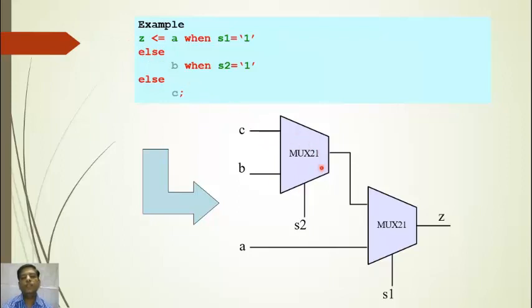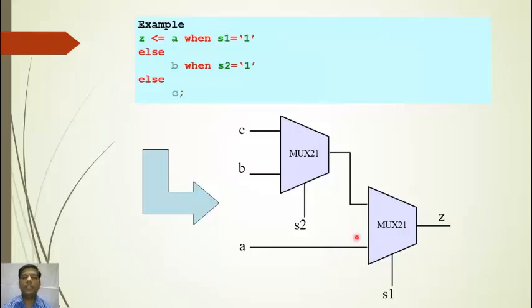So here two multiplexers are there. In that we are having the signals C and B. Here a 2:1 multiplexer is there. Mux 2:1, 2 inputs and 1 output, and one more select line. So here again another multiplexer, that is mux 2:1.